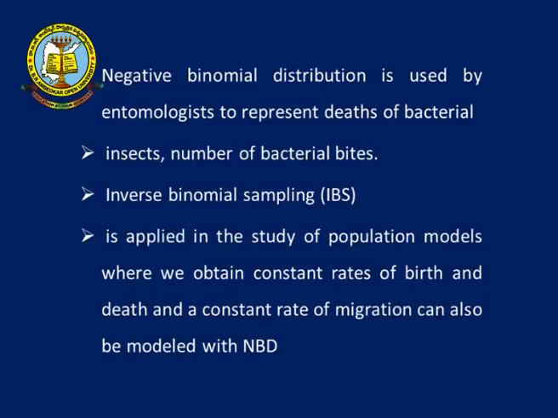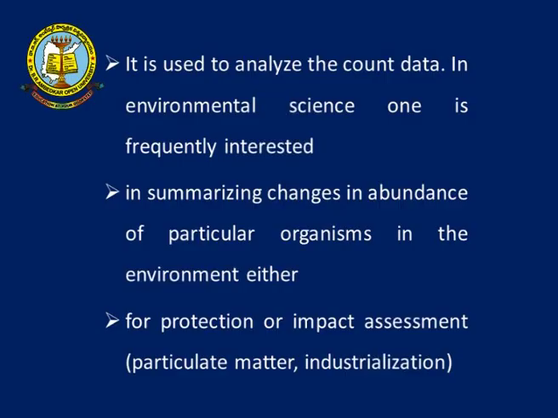Moreover, it is applied in the study of population models, where we obtain constant rates of births and deaths and a constant rate of migration, which can be modeled with a negative binomial distribution. In the study of population models, we take the constant rate of births, the death rates, and the constant rate of migration. It is also used to analyze count data.